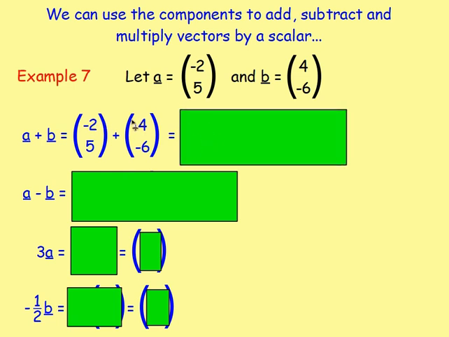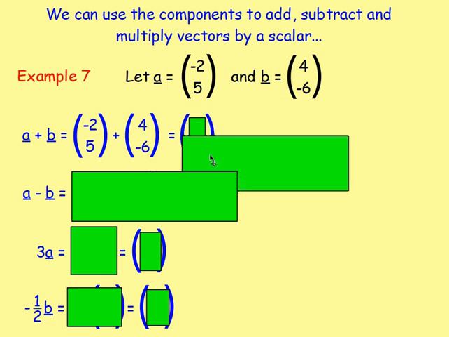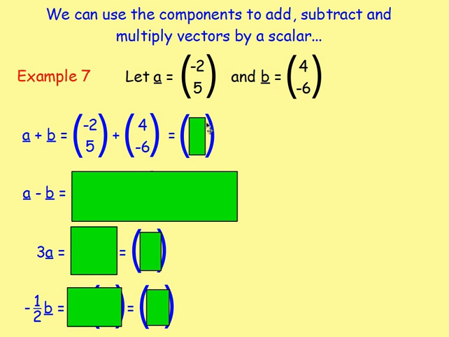All you do is add these horizontal components, which is -2 and 4. So -2 add 4 is 2. And then 5 add -6. Well, remember when you add a negative, you're taking away. So 5 take away 6 would give you -1, which means if you drew it out, vector A plus B would have the components 2 and -1.